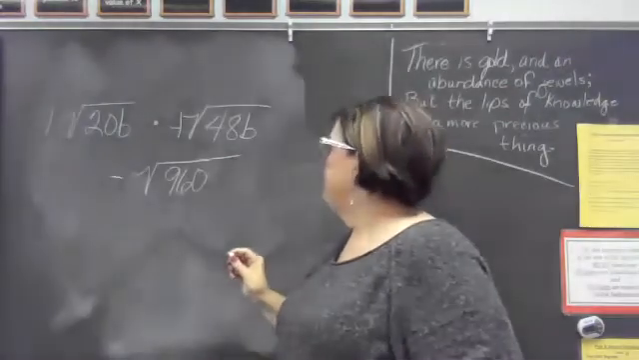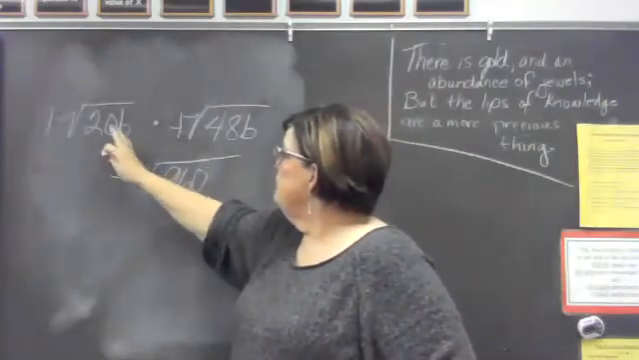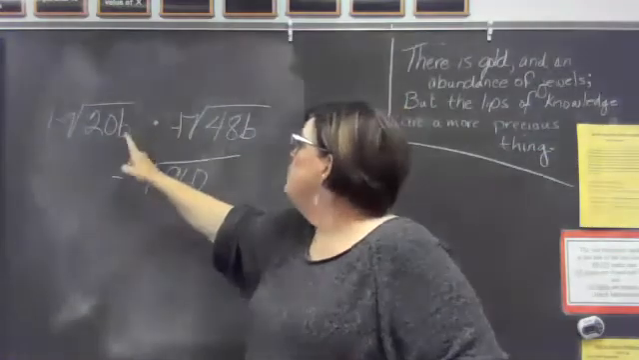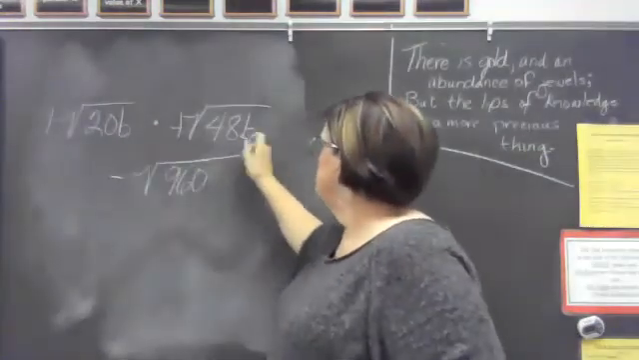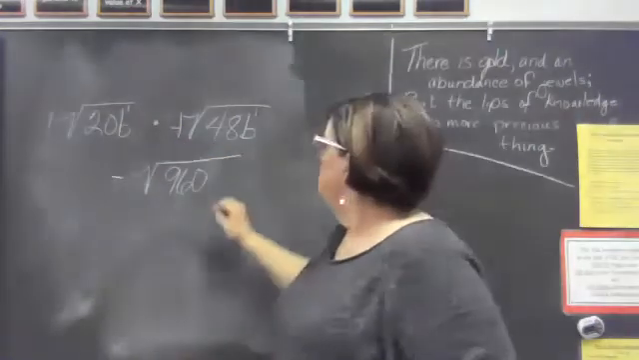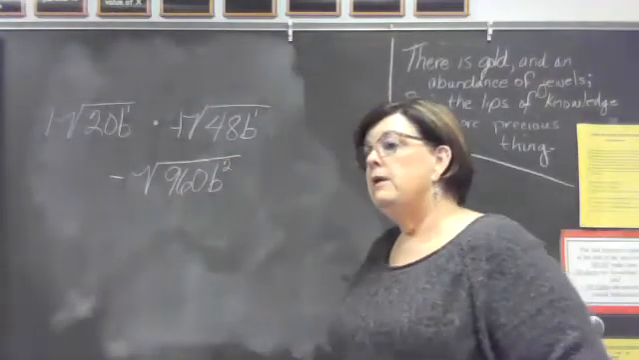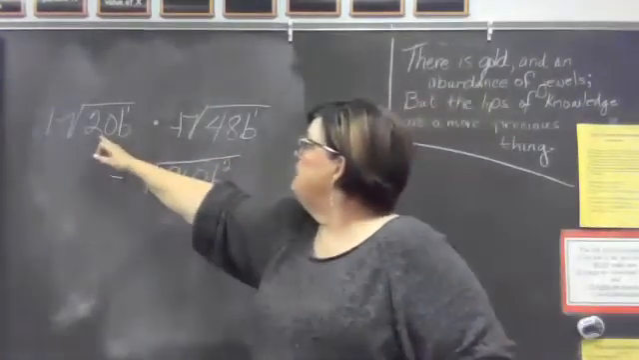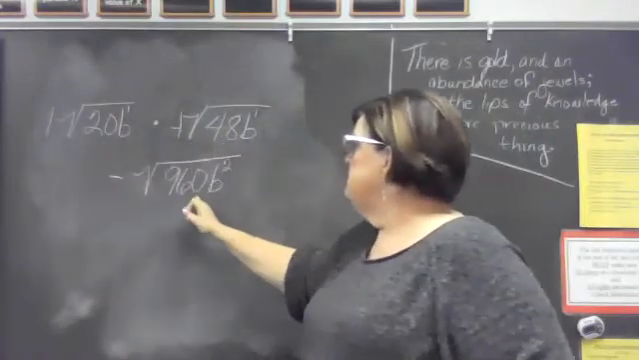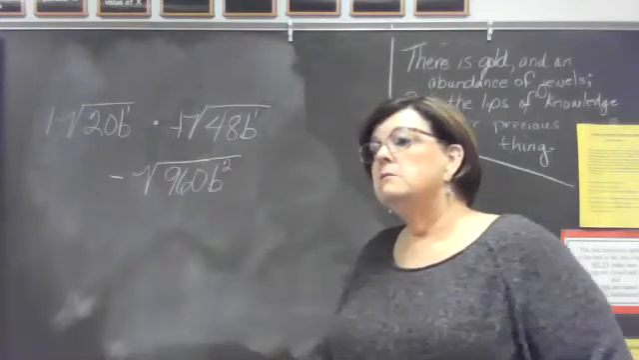20 times 48. Okay. And this time, remember, if we were adding these, we would just leave it a B. But we're multiplying same bases. That means we add the exponents. And so we have B squared. All right. So when I multiply these two together, I multiplied the outsides, I multiplied the insides. This is the answer, but it hasn't been simplified yet.